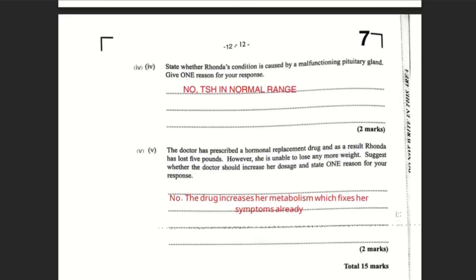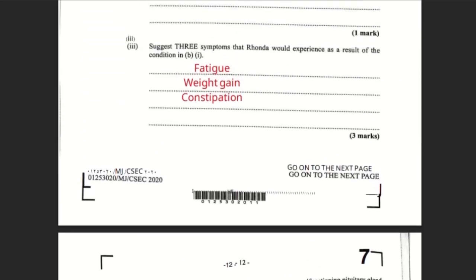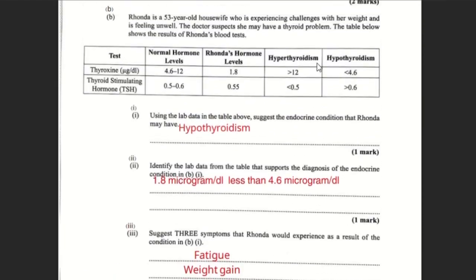So basically, we say no, it's not the pituitary gland that is malfunctioning. And how we know is because the thyroid stimulating hormone is in the normal range. The thyroid stimulating hormone is what is released by the pituitary gland, right? So if it was the pituitary gland that was malfunctioning, this value would not be in a normal range. So let's go back up and look. Rhonda's level for the thyroid stimulating hormone is 0.5, which is within the normal range. So that is how we know that the pituitary gland is not malfunctioning, right?